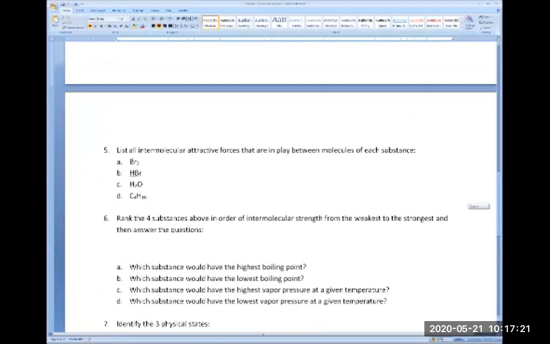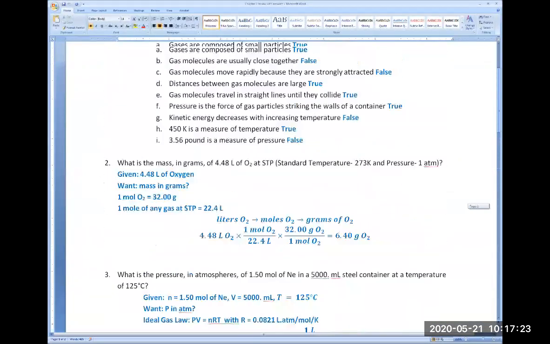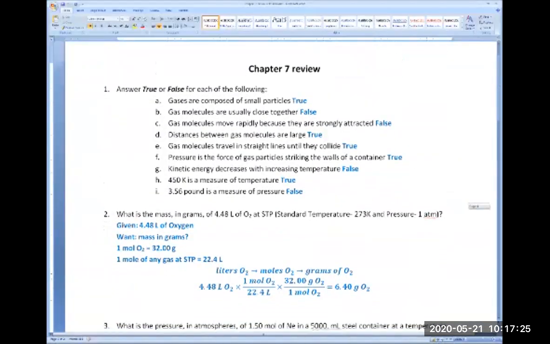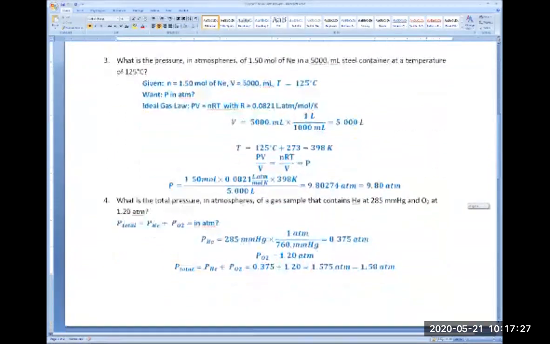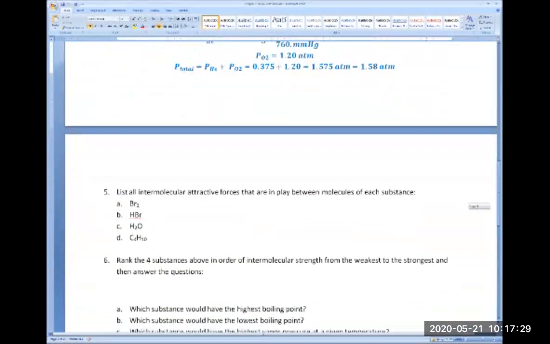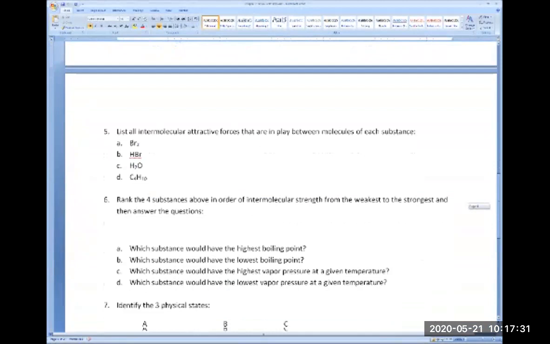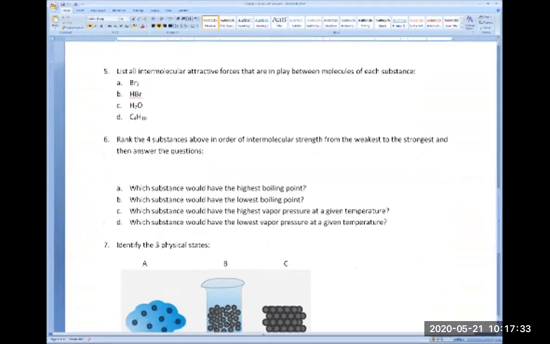So we will continue chapter 7 review, right? We started yesterday, and we'll continue with problem number 5. And so here we are completely switching gears because chapter 7, first part was on gases mostly, but now we will look at intermolecular attractive forces.